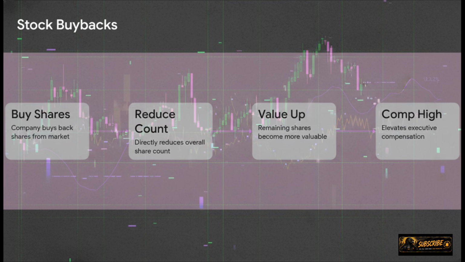And stock buybacks are the exact same insulation mechanism. Think of it like a loop. Step 1, the company uses cash to buy back its own shares from the open market. Step 2, this directly reduces the overall share count. Step 3, because there are fewer shares available, the remaining shares magically become more valuable. And step 4, the stock price stays elevated, which means executive compensation looks absolutely fantastic on paper. Both dividends and buybacks are financing outflows that disproportionately and systematically enrich those who already hold the wealth.